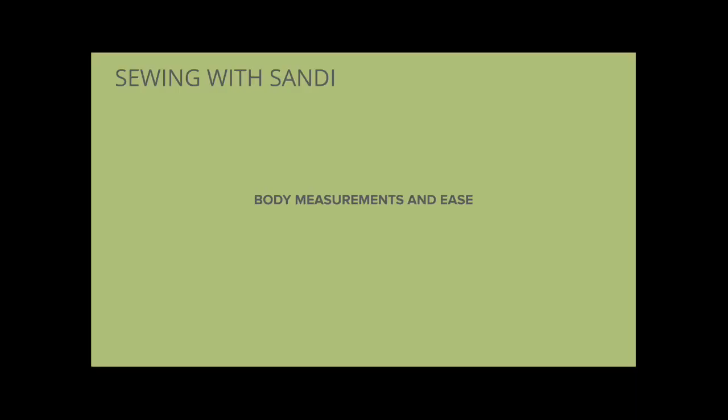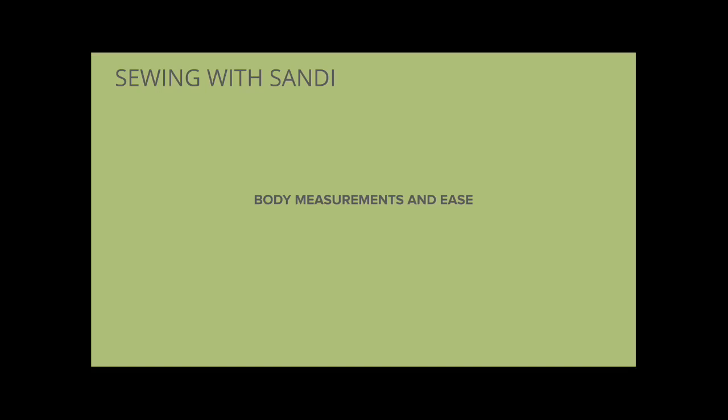Now, body measurements are pretty self-explanatory. You run a tape measure around your body. Finished garment measurements are the same corresponding measurements, except that's how much the finished garment is measuring. So you have a bust measurement that's a body measurement, and then you have a bust measurement that's a finished garment measurement. And the distance between those two is ease.